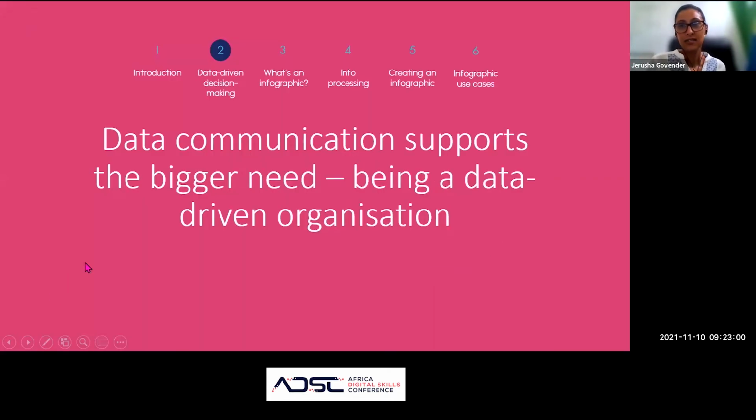So to get started, as I mentioned, I'm going to take you through these 6 steps. We've covered the introduction. And the first bit to think about when we talk about how we're going to use infographics is that there's actually a purpose to it, that infographics are part of data communication. And actually, data communication is about a bigger need.